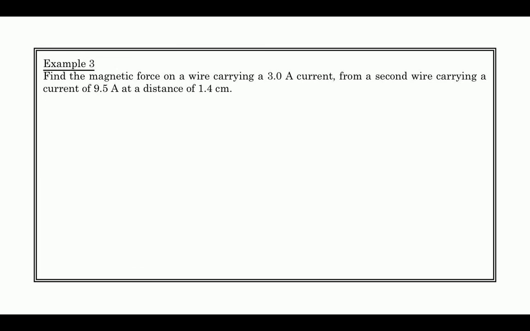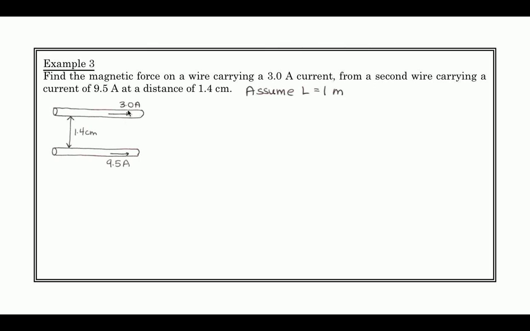Okay, here's another example. Find the magnetic force on a wire carrying 3 amps of current from a second wire carrying a current of 9.5 amps at a distance of 1.4 centimeters. So what we need to do, we've got these 2 conductors here. All right. So we're going to assume the length of both is about 1 meter long, no problem. And so here's our 2 conductors. I've got one, the guy that's feeling the force. We're trying to find the magnetic force on this upper wire.